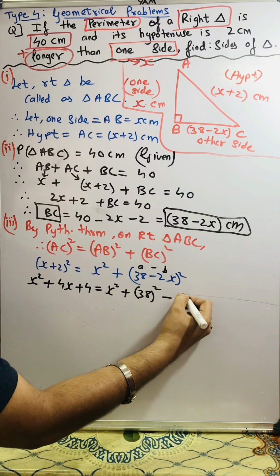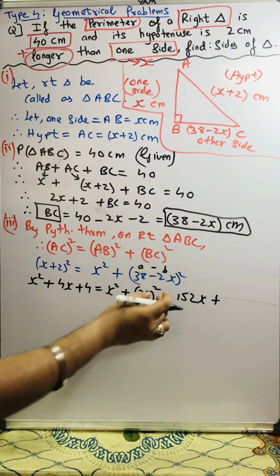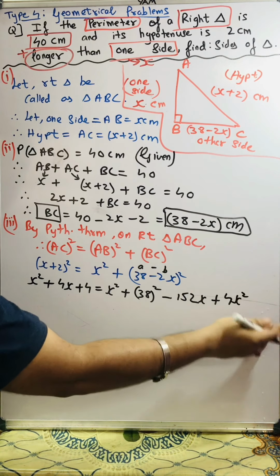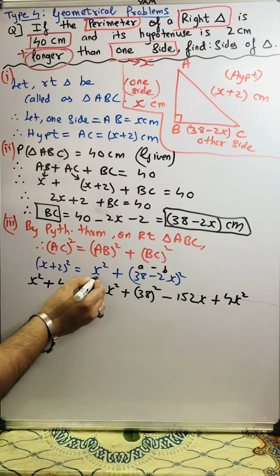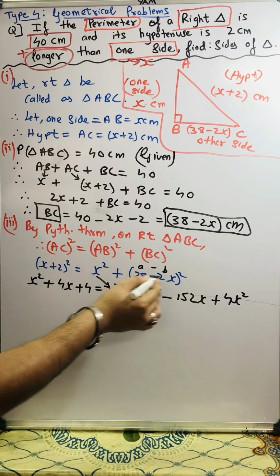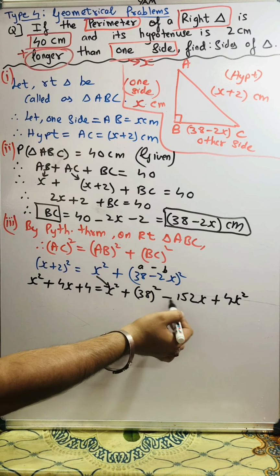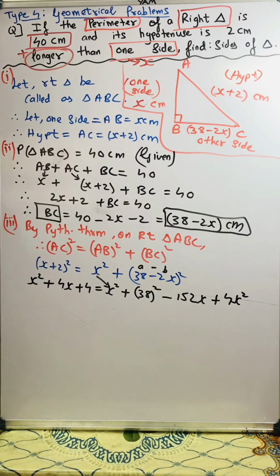So 152x plus B ka square. B is like 2x. So 2x ka square becomes 4x square. Okay. So this x square is copied as it is, and this is from this formula. A square 38 ka square minus 2 into 38 into 2x minus 152x plus 4x ka square. Okay. Now let's solve it further.